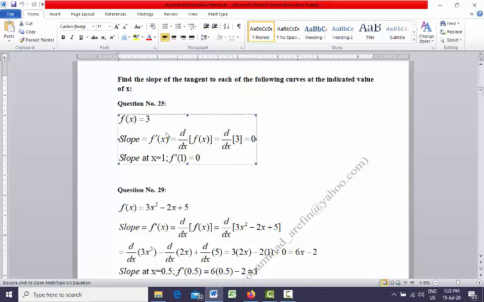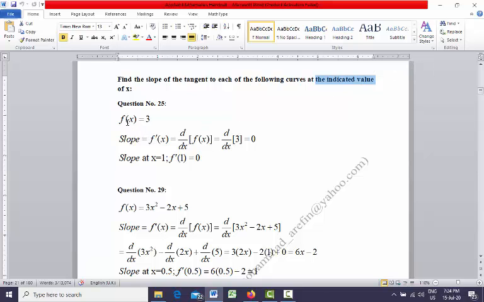So the question is asking us to find out the slope, not of the curve, but the slope of the tangent. But remember, at the point of tangency, where the tangent touches the curve, the slope of the tangent and also the curve is the same. So at the point of tangency, slope of the curve and slope of tangent is the same. So to find out the slope of tangent at the indicated value of x, we just need to find out the slope of the curve itself.